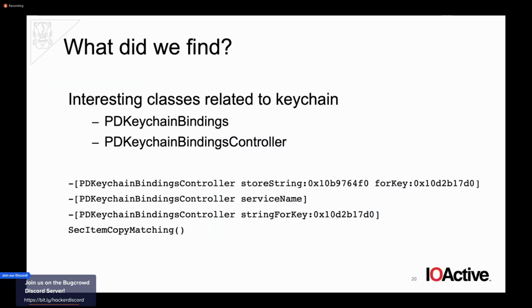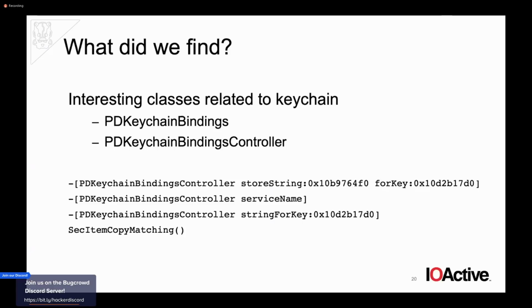So just looking at that trace, what did we find? Just to recap, we've got two classes that we think are pretty interesting that we want to explore some more. And we have at least a few areas where either we think keychain information is being stored or being retrieved. So we have a store string for key, we have a string for key, which might be retrieving information, and we have a service name, all of which are on PDKeychainBindingsController. And we also know that SecItemCopyMatching was called a couple of times. Now, at this point, if I'm looking at this trace, and this is my first iteration of tracing, my big question is, what is it putting in the keychain and what is it getting out of the keychain?